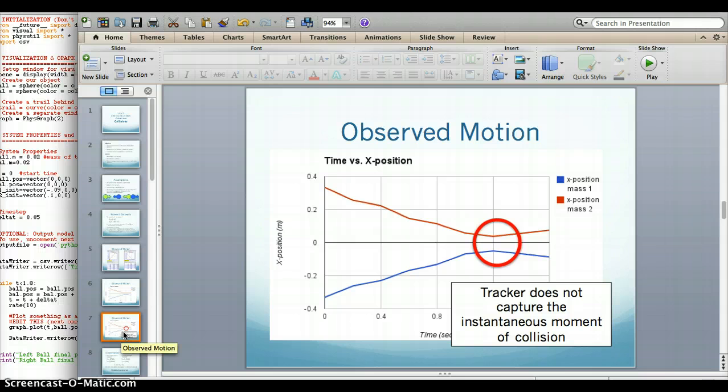We should note that Tracker does not capture the instantaneous moment of the collision. This could lead to errors when calculating the conservation of momentum. Since we cannot evaluate the total momentum at the moment of interaction, we will take the data right before and right after the collision.